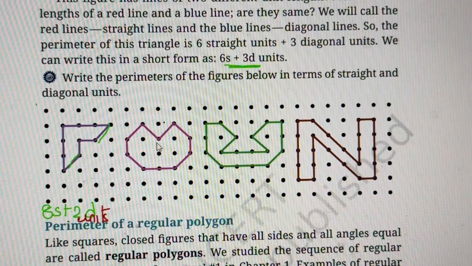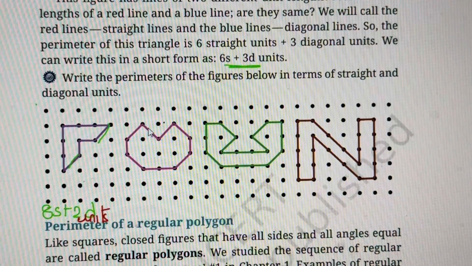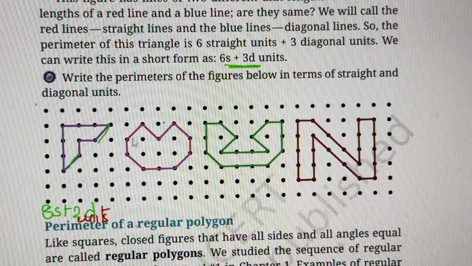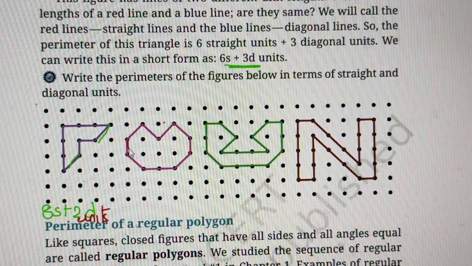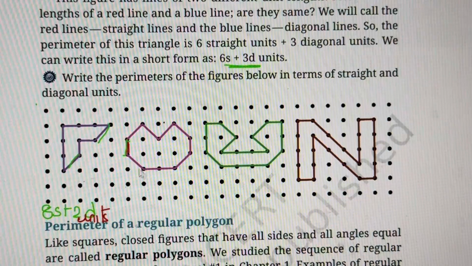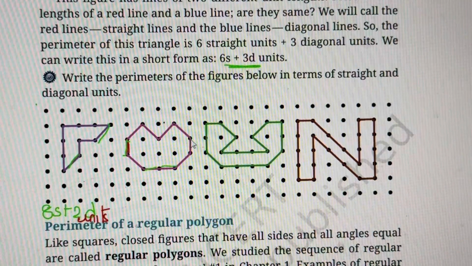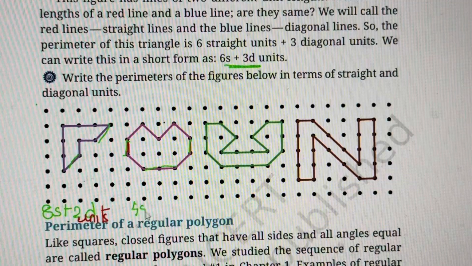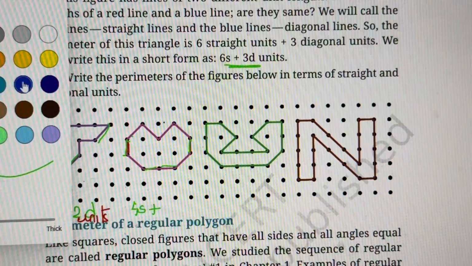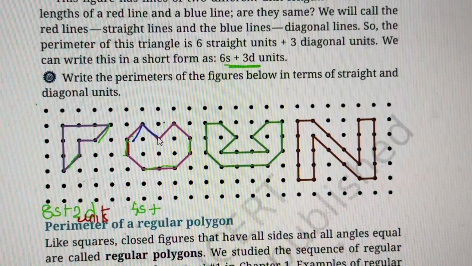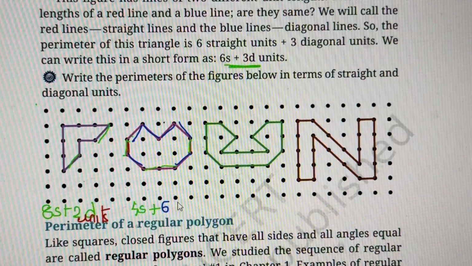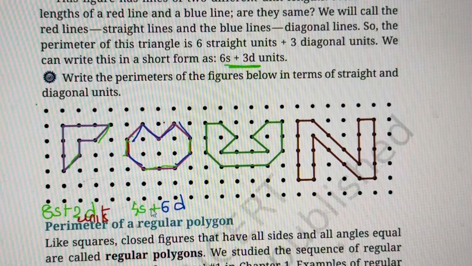There is less space. Now in this case, let us count the straight lines first. So if we count the straight lines, 1, 2, 3, 4 only. Sorry, these are the diagonal lines. Straight lines are this 1, this color is not visible, so I use this. 1, 2, 3, and 4 straight lines. So 4s plus these are the diagonal lines. Let me use another color for diagonal lines. 1, 2, 3, 4, 5, and 6. So 6d. 4s and 6d.